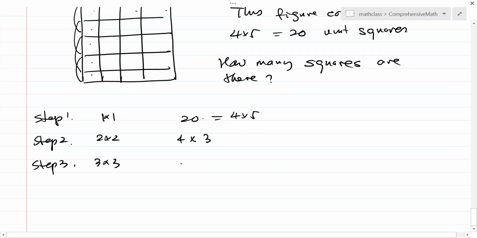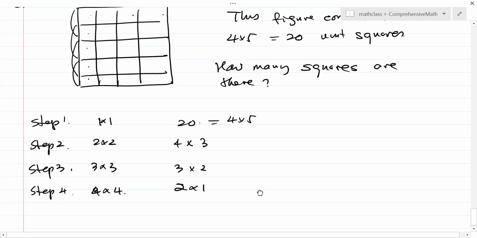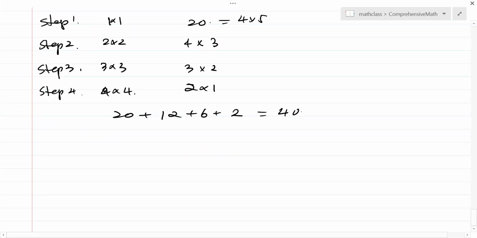And three by three, then you'll be three times two, okay? And then step four, it's four by four. It's a two by one. You have to stop there because for four by four, there's only one there. You cannot move around. And there's no five by five square there. So the total will be 20 plus 12 plus 6 plus 2, so that is going to be 40. But what else? We're going to focus on some other type of problems now.